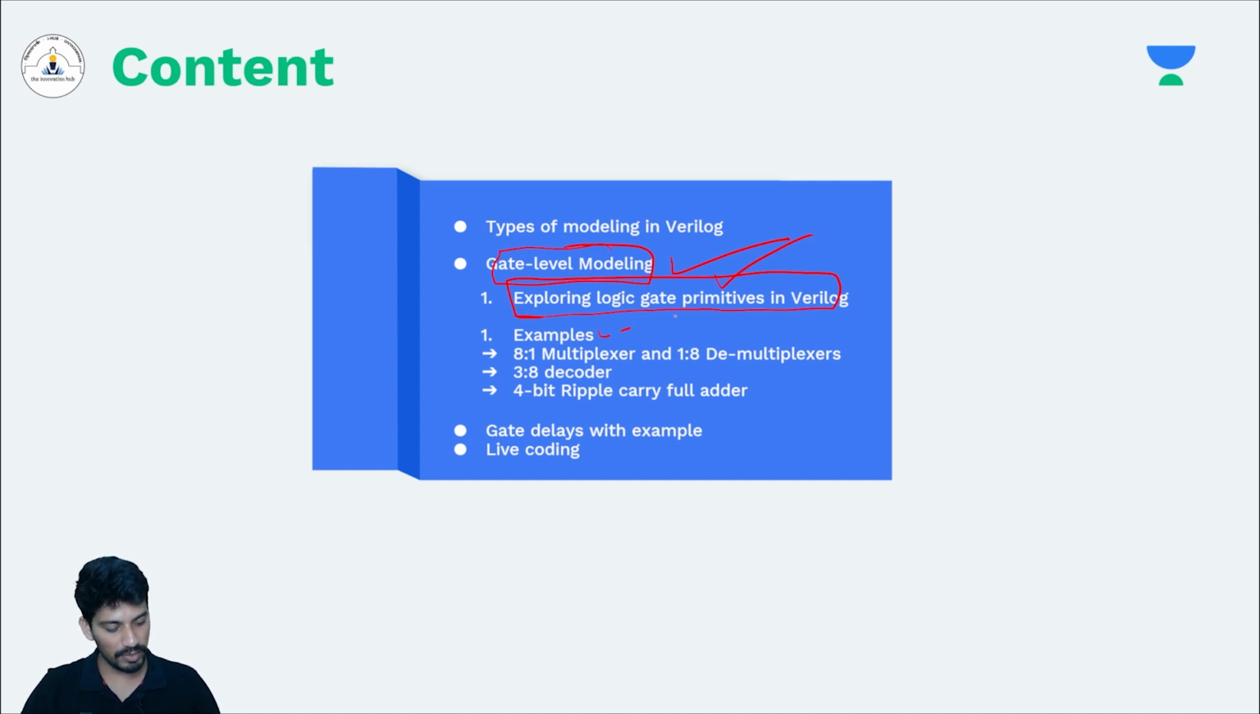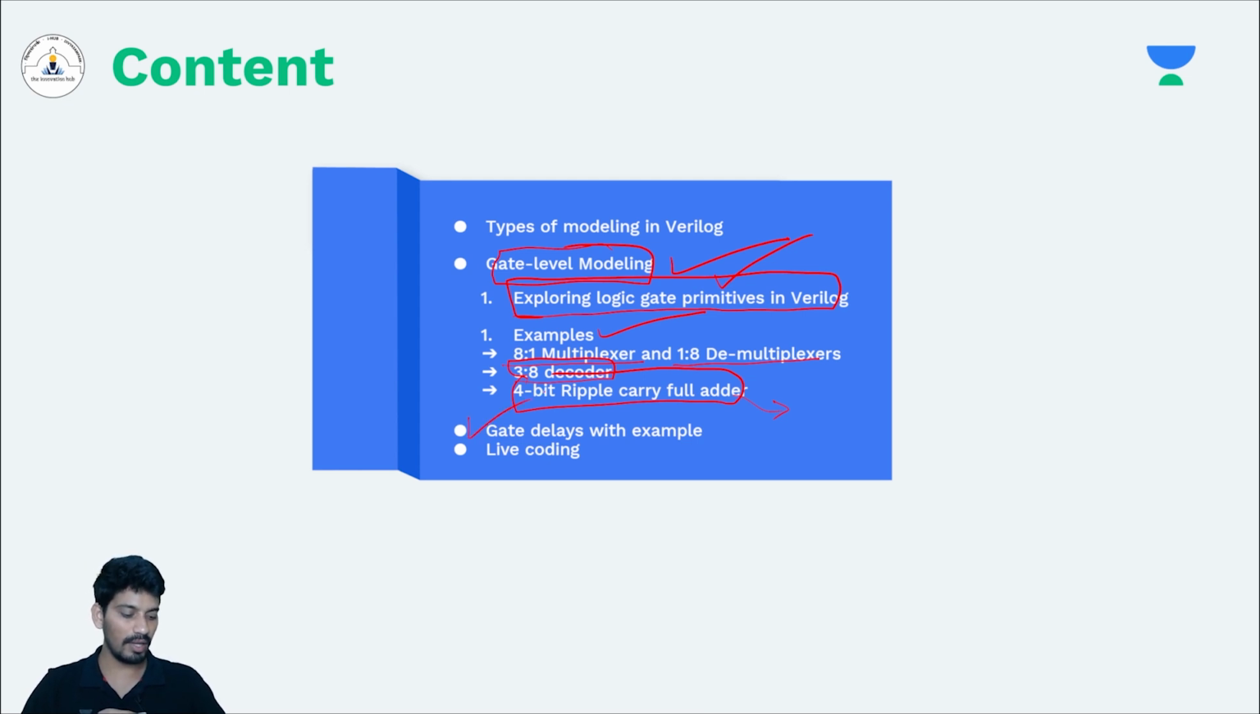And then I will give some examples using these logic gates, like I will design an 8:1 multiplexer and 1:8 demultiplexer, and I will design a 3:8 decoder with enable and without enable using the logic gates, and I will describe an example of a 4-bit ripple carry adder using logic gates. Previously, we have seen the 4-bit ripple carry adder using flip flops, but now we'll see how to design it with logic gates.